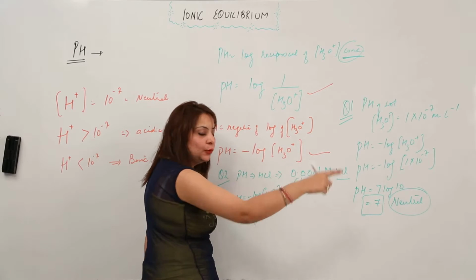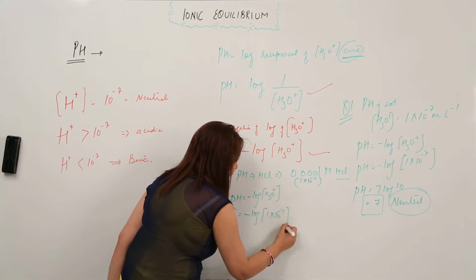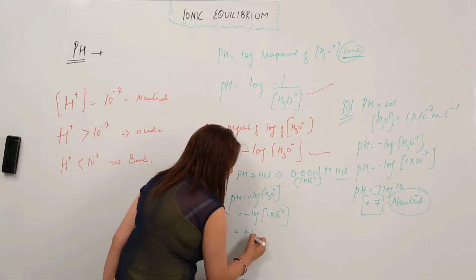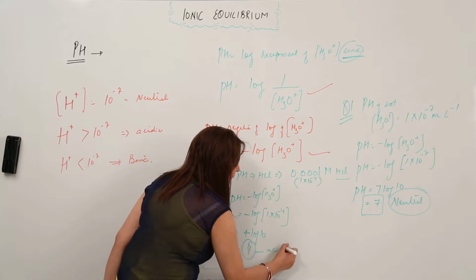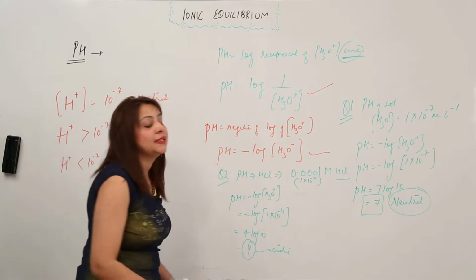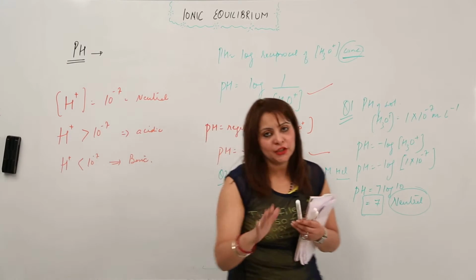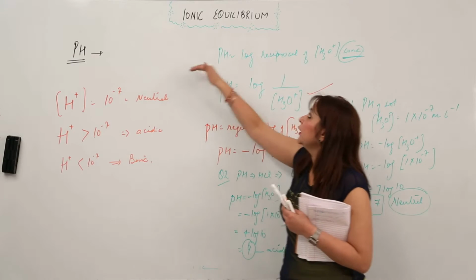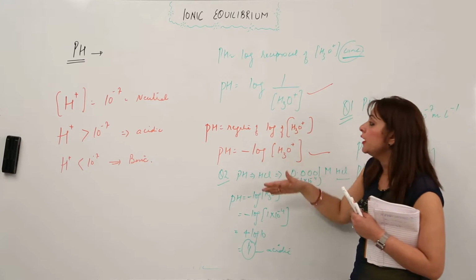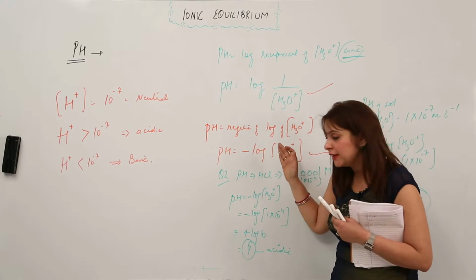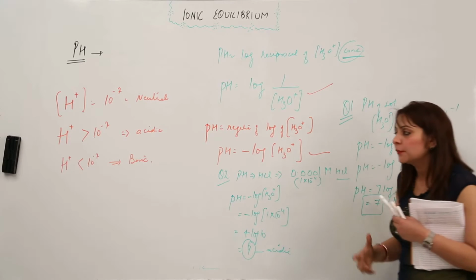You know that I can just count the zeros. So minus log 1 into 10 raised to the power minus 4. Solving for it, I have 4 log 10, which comes out to be 4. And any substance with pH 4 is said to be acidic, right? So this is how you're going to solve for the pH. I think it is clear now that pH is the logarithm of the reciprocal of hydronium ion concentration, or the negative of the logarithm of hydronium ion concentration, and you can put the values into it and get the answer, right?